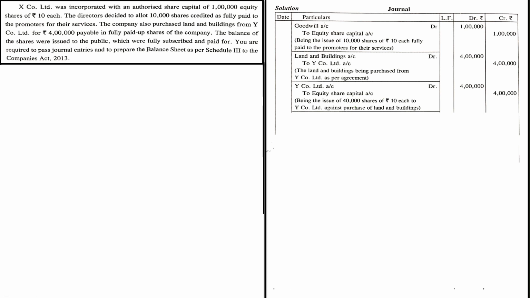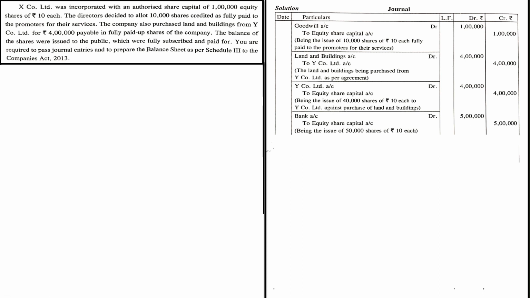And finally you have to pass the entry for the issue. The company mentioned that after all these activities, the balance number of shares were offered to the public. So what was the balance amount? Out of 10 lakhs, 1 lakh is offered to the promoters. 4 lakh was issued as part of purchase consideration. So what is the remaining value of share capital? 5 lakhs. So bank account debited to equity share capital 5 lakhs, being 50,000 shares of 10 each issued to the public.